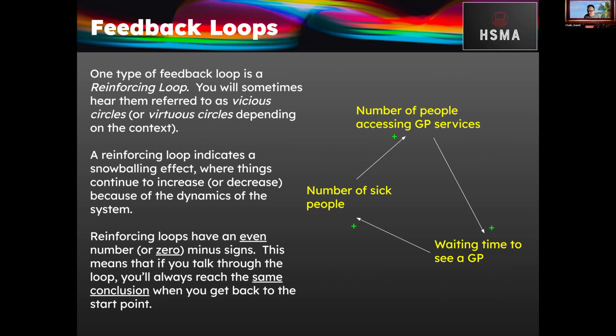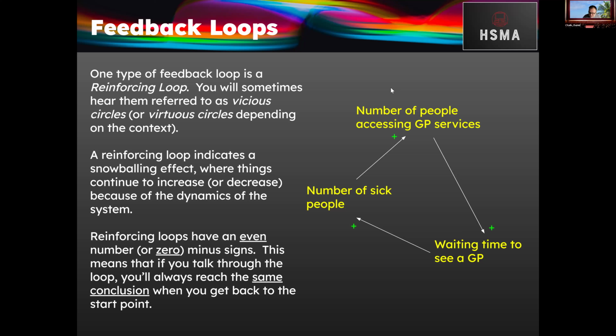And there are basically two kinds of feedback loop that you're looking for. The first is known as a reinforcing loop. Probably all of you are familiar in some ways with a reinforcing loop. If you're familiar with the term vicious circle, or indeed virtuous circle, depending on the context, whether it's positive or negative in terms of what it's producing, a vicious circle is just an example of a reinforcing loop. Basically, a reinforcing loop indicates that there is a kind of snowballing effect going on, where things continue to either increase or decrease because of the particular dynamics within the system.